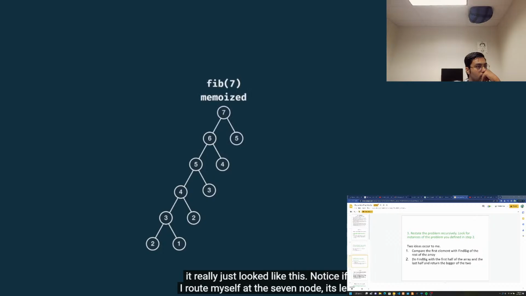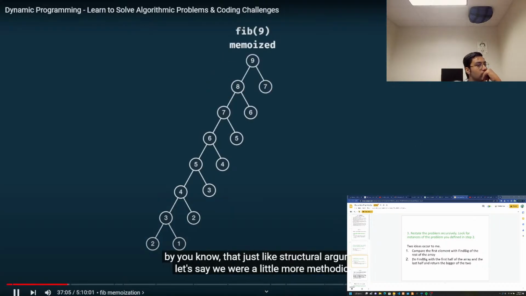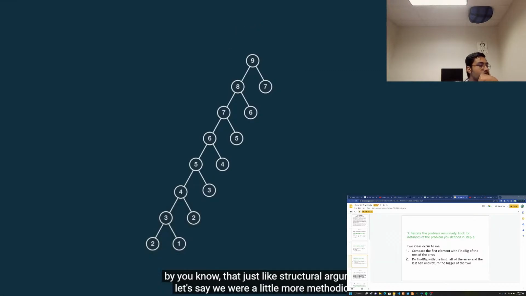Well, it would really just look like this. Notice if I root myself at the 7 node, its left child is still 6, right, minus 1, and its right child is still 5, minus 2. So this still looks like this. Okay. If you're not convinced by that structural argument, let's say we were a little more methodical.